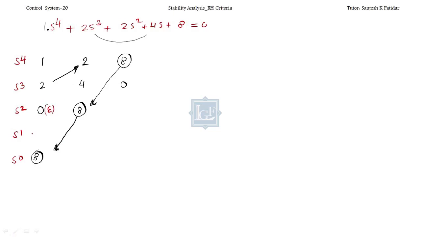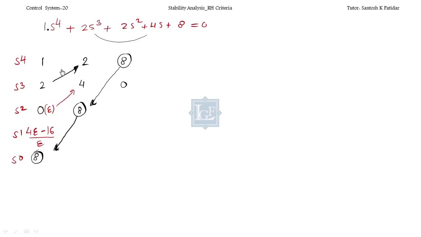Now let's find out this value. This value will be 4 into epsilon minus, this is 16 divided by epsilon, isn't it? Is there any problem with this? Epsilon multiplied with this 4 epsilon over here, minus 16, 2 into 8, this is 16 divided by epsilon. Is it okay? So your first column is complete now.